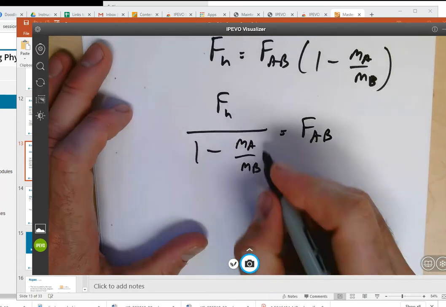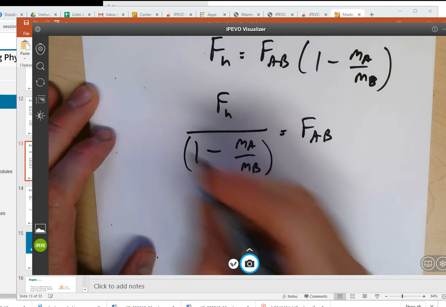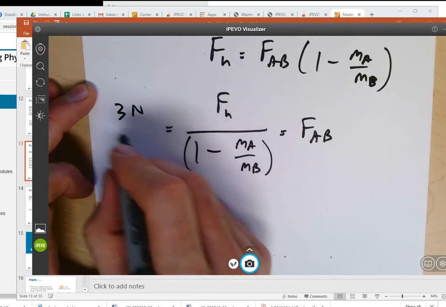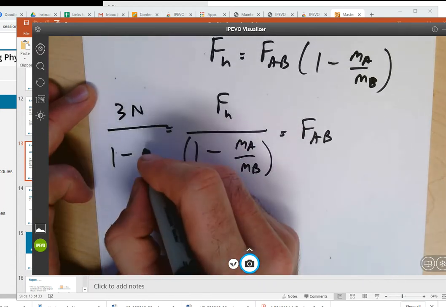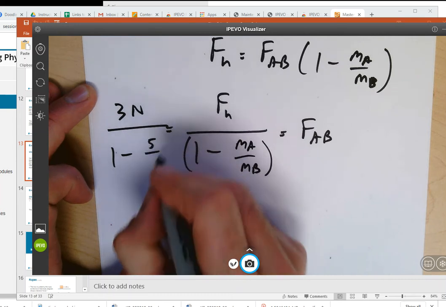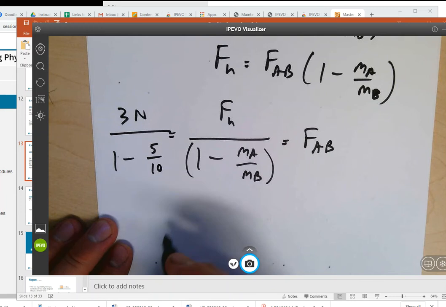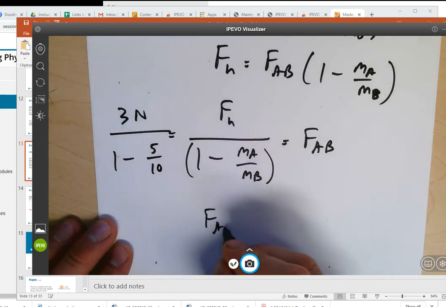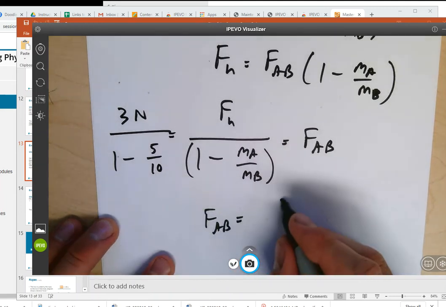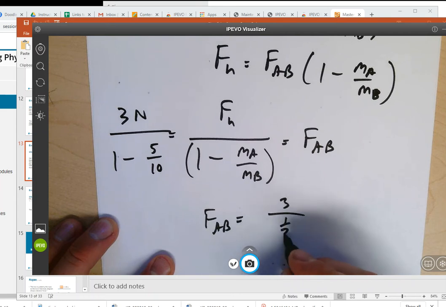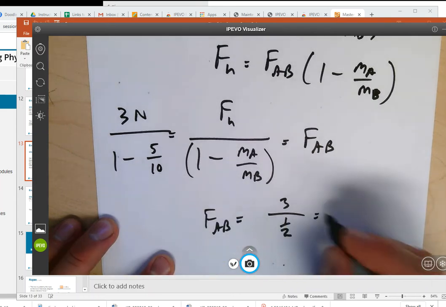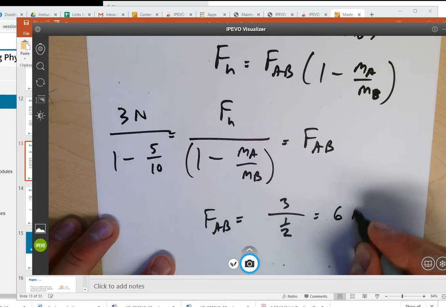Good. So that's our solution here, and if we plug in the numbers, for example 3 newtons, and then 1 minus mass of A, which was 5 kilograms, divided by mass of B, which was 10 kilograms, we're going to get 1 minus a half, and so FAB equals 3 divided by 1 half, so 1 minus a half is 1 half, which is going to be equal to 6 newtons.